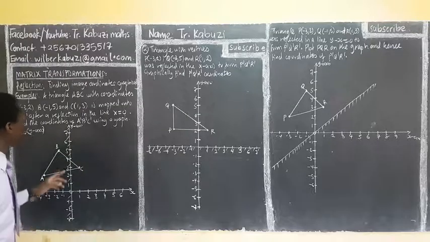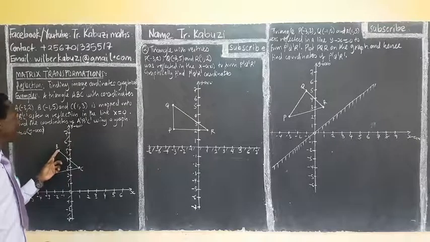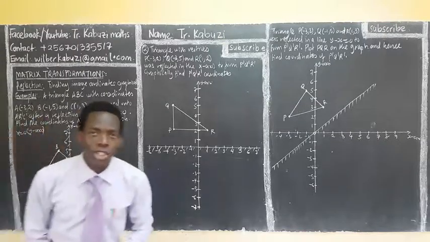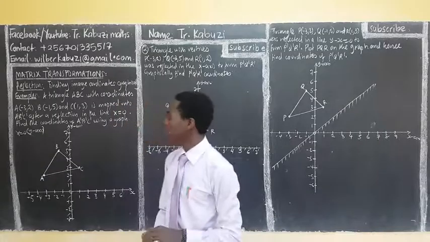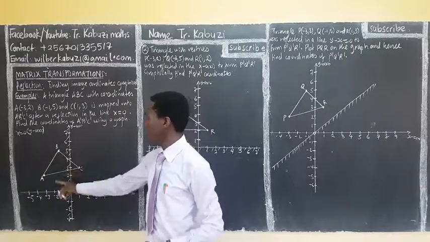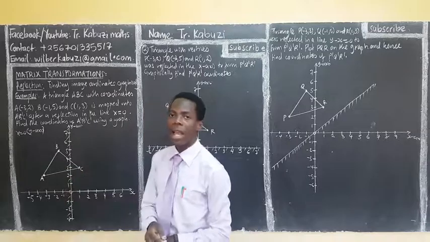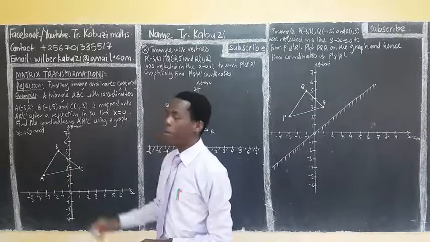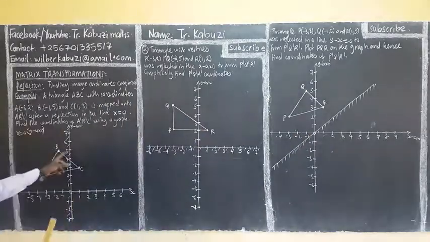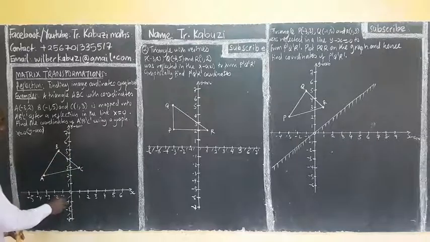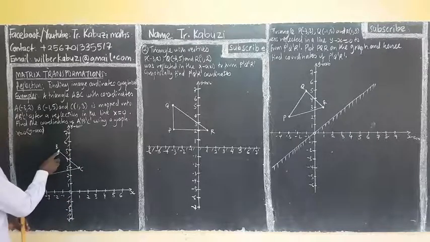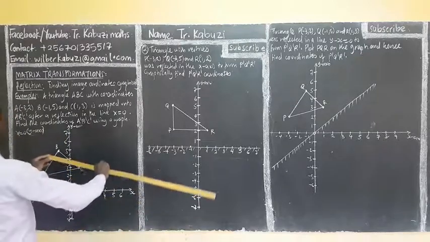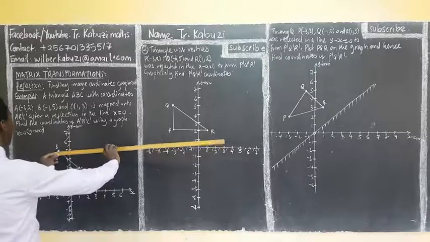Now, in reflection, the line joining the image to the object should be perpendicular to the mirror line, and the distances should be the same. Remember these lines are going to be perpendicular to these points. If you are using the x-axis and y-axis, they are perpendicular. The problem comes when we have lines like these here. So what you do, you measure the distance from here up to the line of reflection, which is the y-axis.